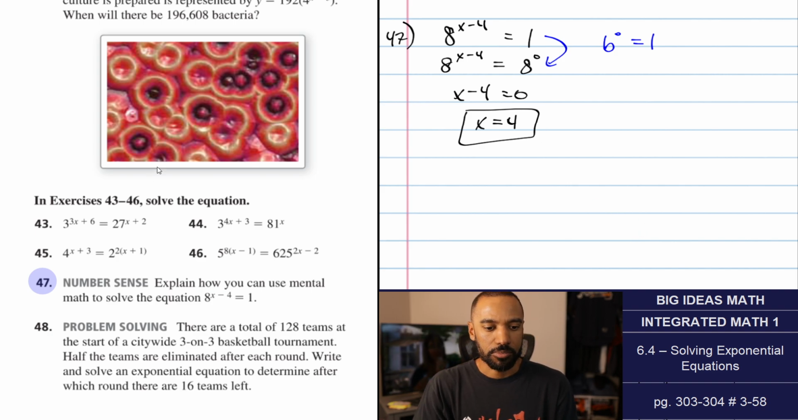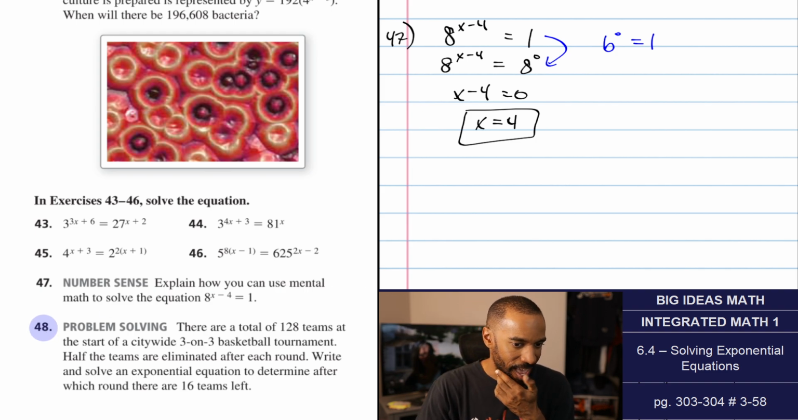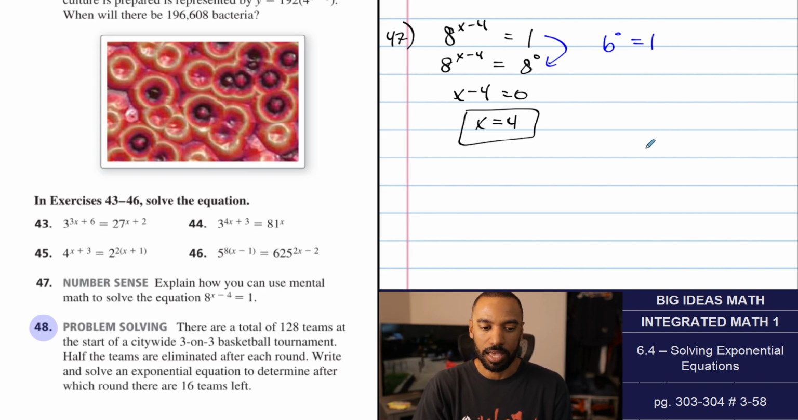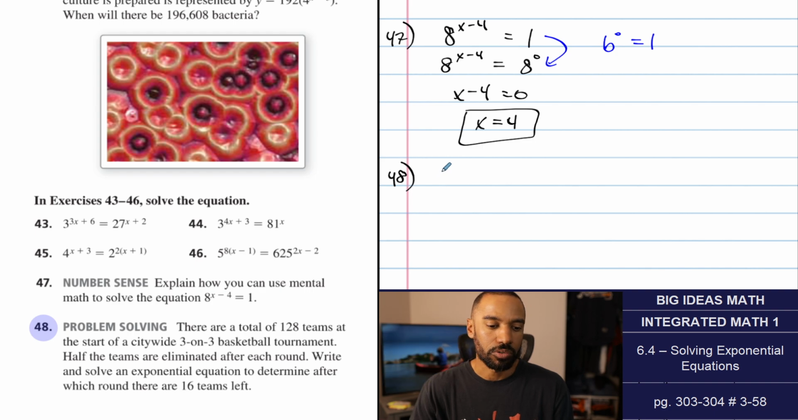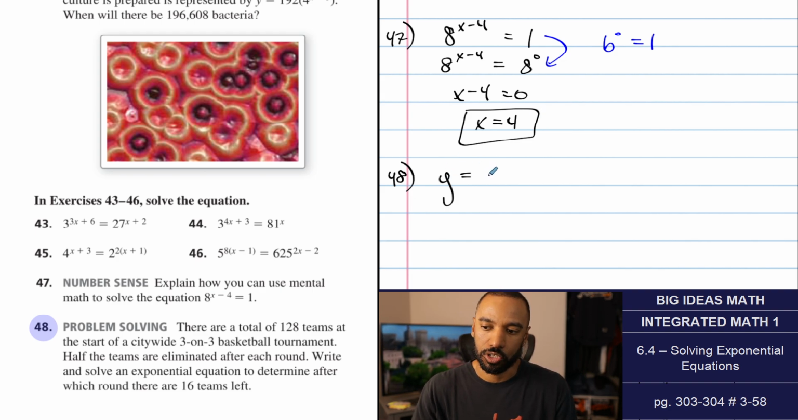Okay, number 48 in problem solving. There are a total of 128 teams at the start of a citywide 3-on-3 basketball tournament. Half the teams are eliminated after each round. Write and solve an exponential equation to determine after which round there are 16 teams left. So this is one where we can maybe start it with a y. Don't worry about the 16 yet. Start with this situation. Y is the number of teams that are in the tournament. We start with 128. Make that kind of like your initial, your y-intercept.